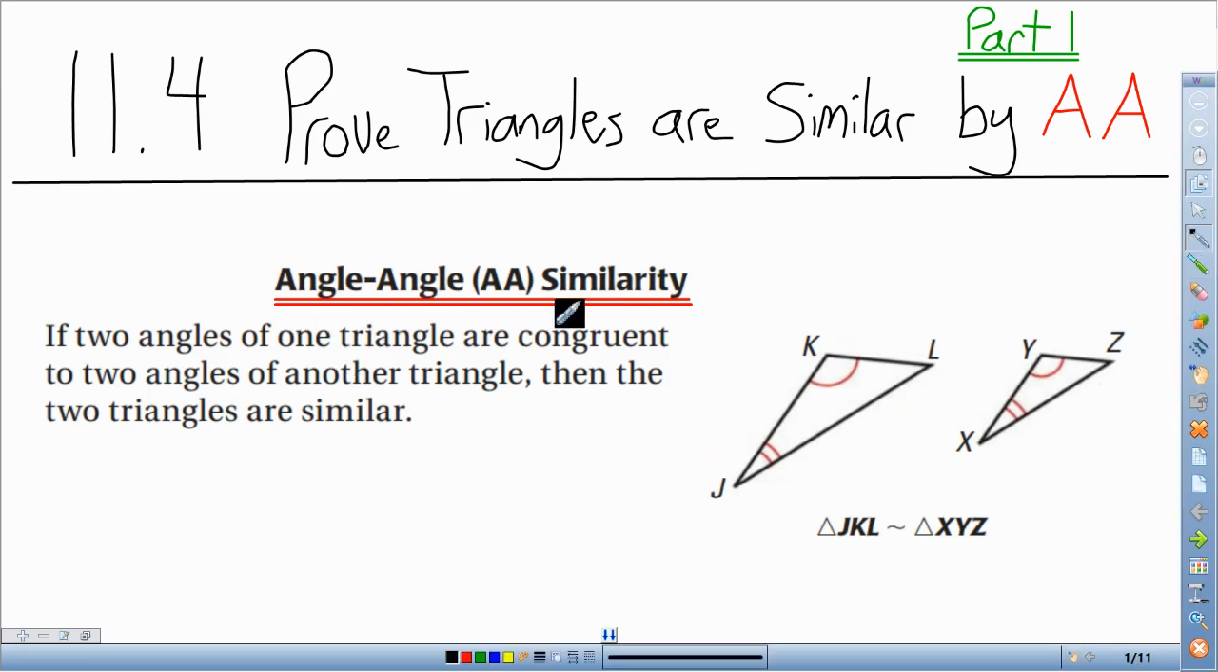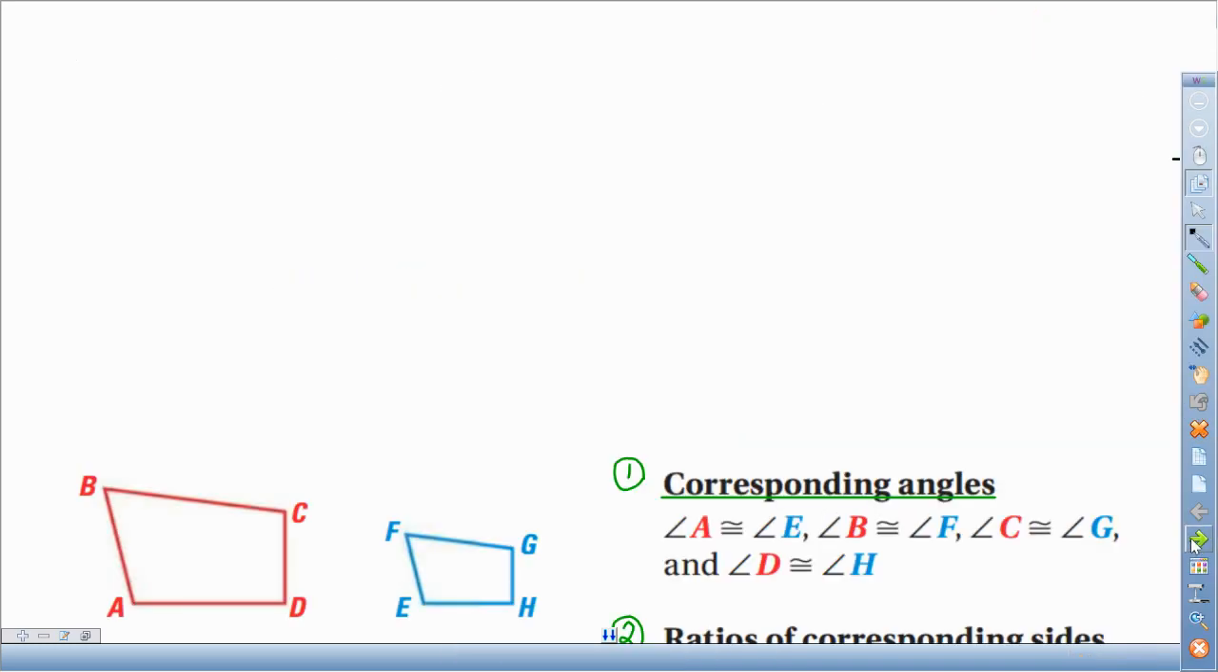So what is angle-angle similarity? It's really simple. We'll read it. It says, if two angles of one triangle are congruent to two angles of another triangle, then the two triangles are similar. That's all it takes: two pairs of corresponding angles that are congruent to one another. If this happens, we can say they're similar. And that's going to be the focus of today's lesson. So let's go ahead and get into the problem.